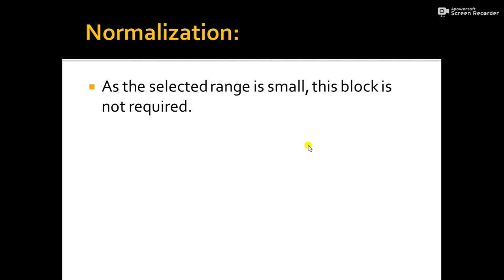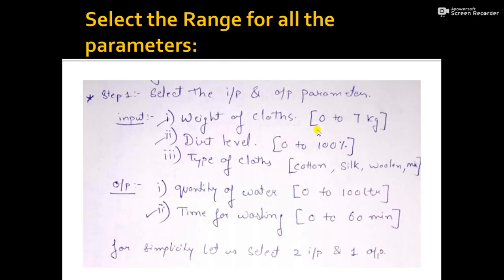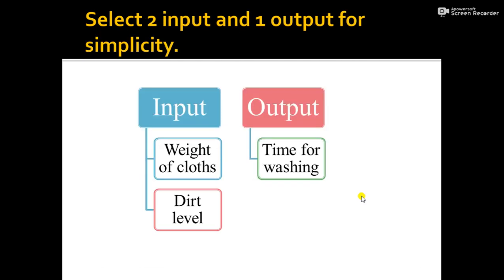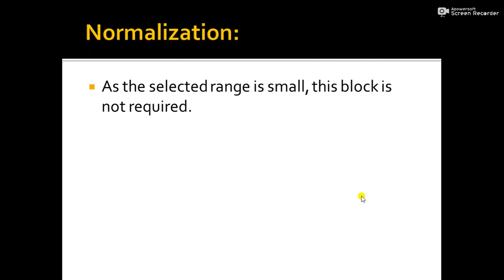Next, as from the block diagram approach, as we have said that the first block which comes into the process is normalization. But as we have seen that the values we are using, the range we are using is 0 to 7 kg, 0 to 100%, 0 to 100 liters. So as these values are smaller values, we need not use the normalization block.